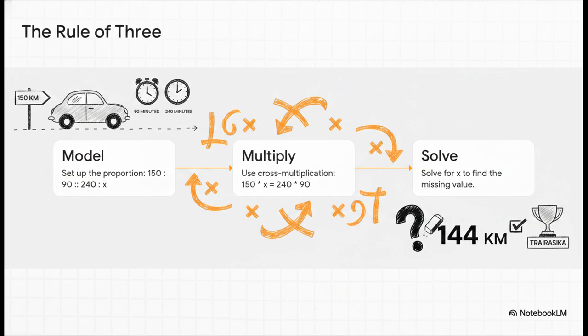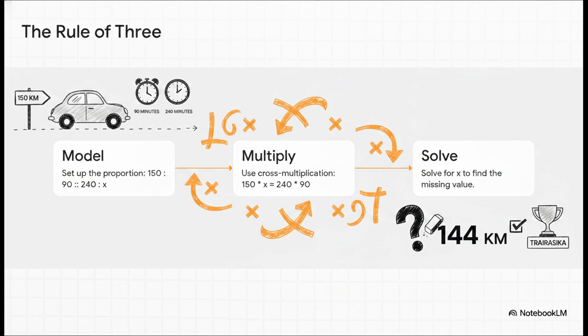Imagine a car travels 150 kilometers in 90 minutes. How far will it travel in 4 hours? Step 1 is to model the proportion. But actually, wait, you can't compare minutes to hours. Consistency is absolutely crucial here. We have to convert the 4 hours into 240 minutes first. So our model becomes 150 kilometers is to 90 minutes as x kilometers is to 240 minutes.